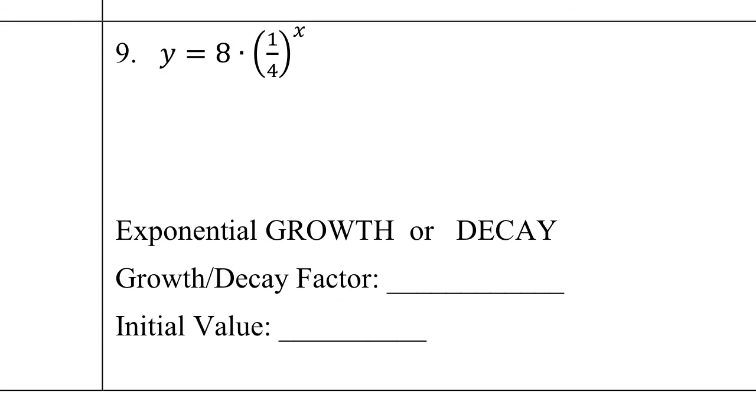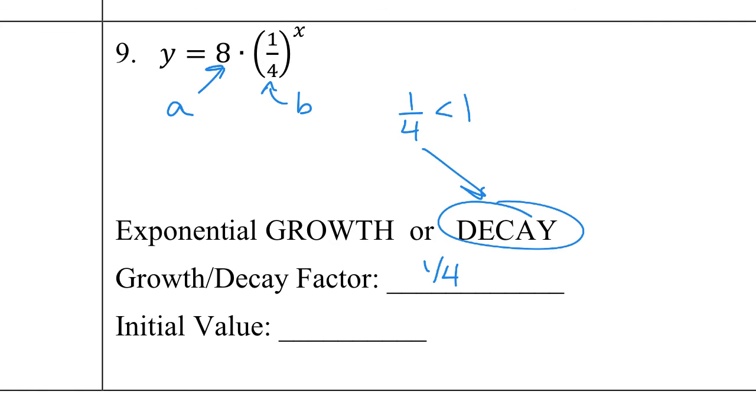8 times 1/4 to the x. So 8 does not have the exponent, so 8 is your a. 1/4 to the x has the exponent, so that's your b. So your growth or decay factor is the 1/4. Now, 1/4 is smaller than 1, which makes it decay, and the initial value is 8.